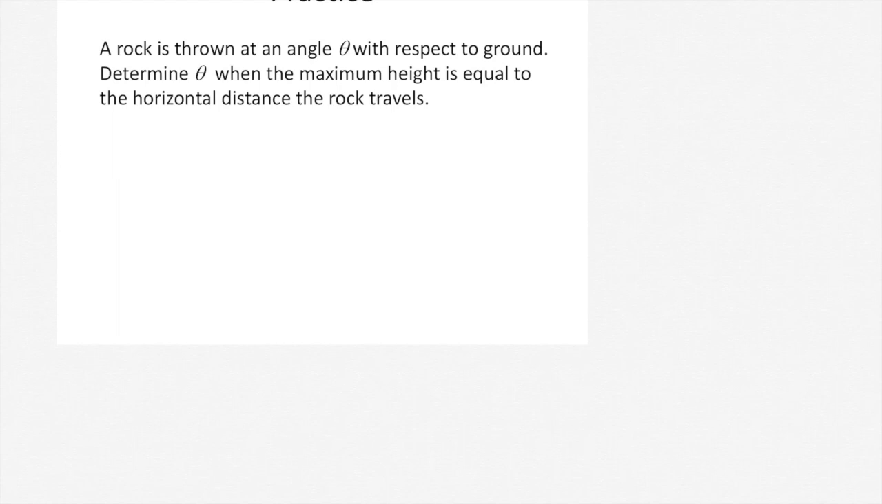So in this practice, a rock is thrown at the angle theta with respect to the ground. Determine theta when the maximum height is equal to the horizontal distance the rock travels. So we could use the equations we derived for the trajectories of our projectiles.